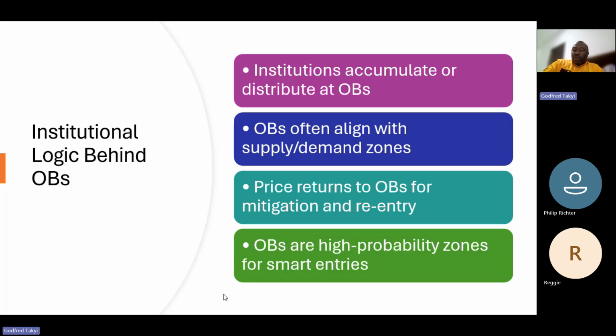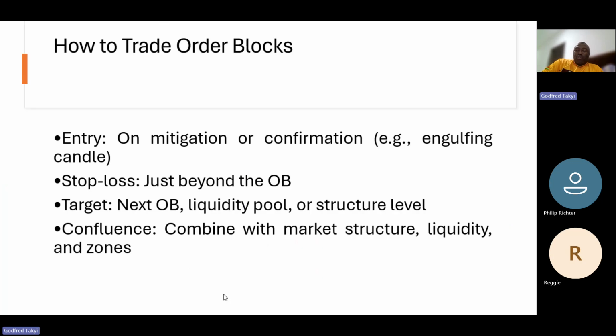But today we are talking about order blocks. So order blocks are high probability zones because they tend to represent real order flow, not just retail patterns. So these are areas that you must really look for on the chart. And when they exist, you'll make a lot of money. So how do we trade them?